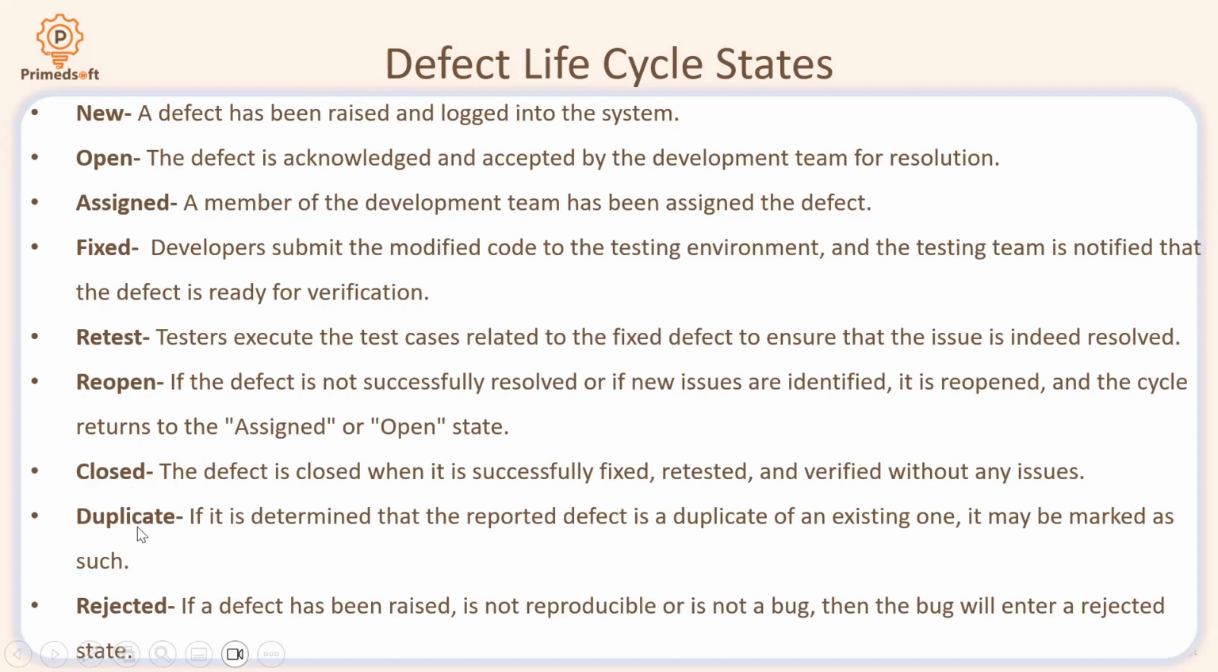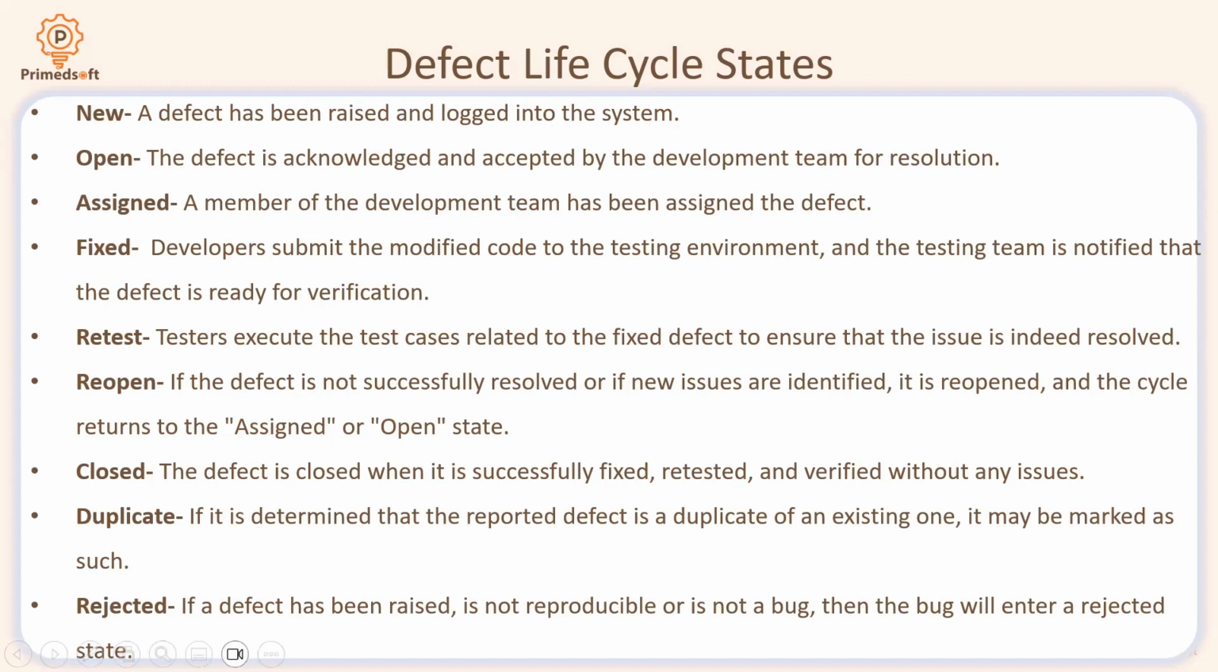What is duplicate? Duplicate is when you raise a bug and someone else has already raised it. So you have two bugs that are the same. Someone has logged into the system that the login functionality is not working, and you've seen it again and added it to the system. What happens? One will be deleted. What of rejected? Rejected is when you raise a bug and they've gone and checked, and it's not really a bug, so they will reject it. Not every bug that you raise will be a bug. They will go and reject it.